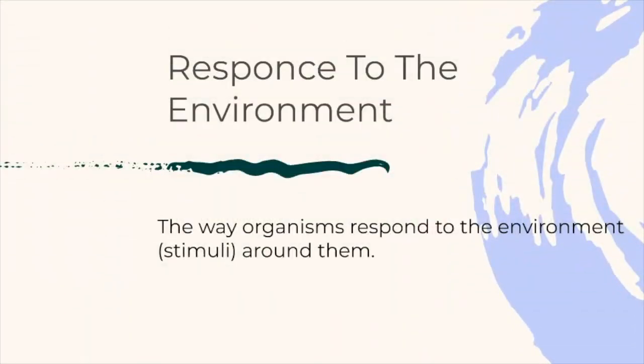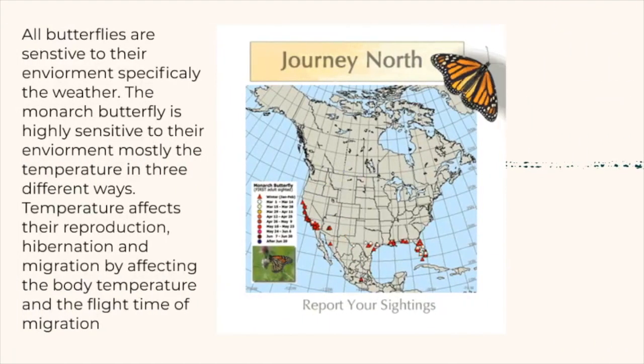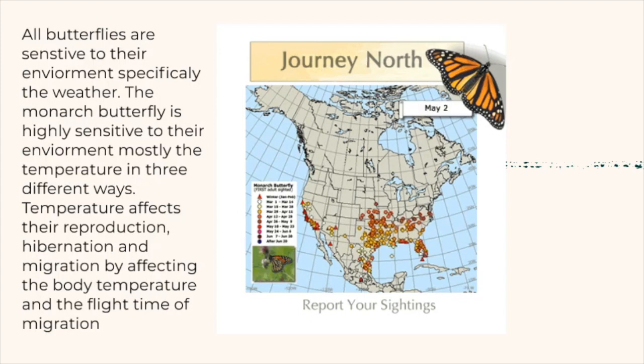Response to environment: the way that organisms respond to the environment or stimuli around them. All butterflies are sensitive to the environment, specifically the weather. The monarch butterfly is highly sensitive to the environment, mostly the temperature in 3 different ways. The temperature affects their reproduction, hibernation, and migration by affecting the body temperature and flight time of migration.